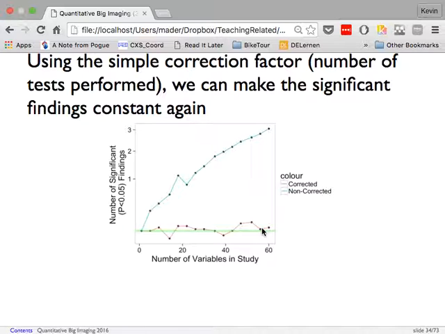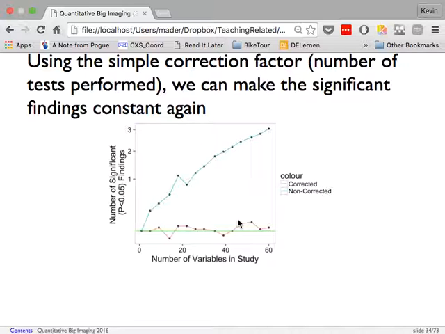Can anyone think of what the downside of this is? We do this approach so that we don't find significant variables that aren't significant. Why might this be a problem? Maybe there is a significant variable, but you don't see that it is. Yes, that's exactly it. Because you apply this correction factor, the barrier, or the hurdle, you have to finding a significant variable becomes much higher.